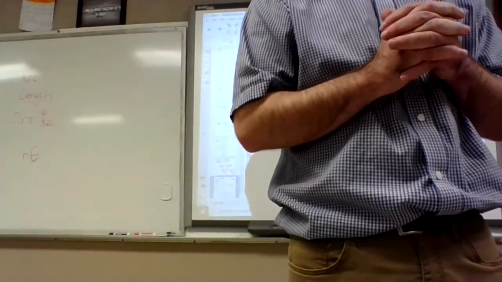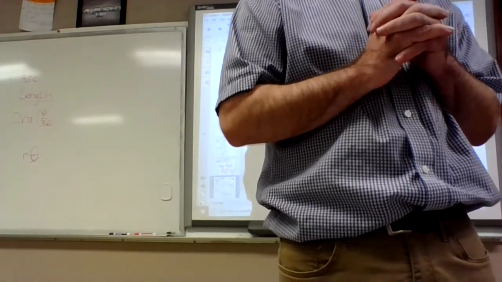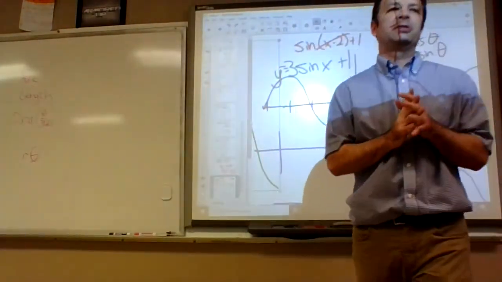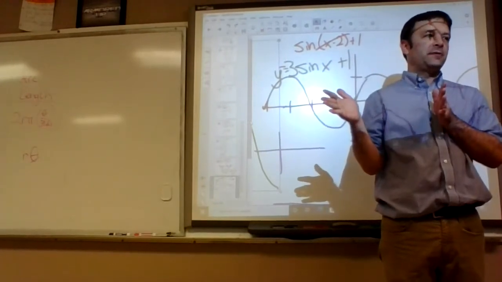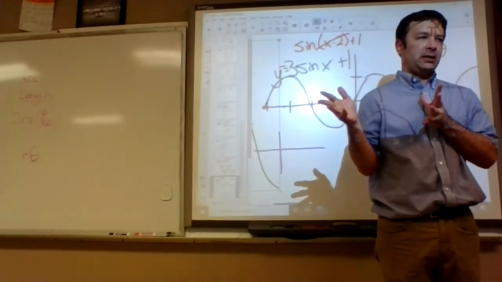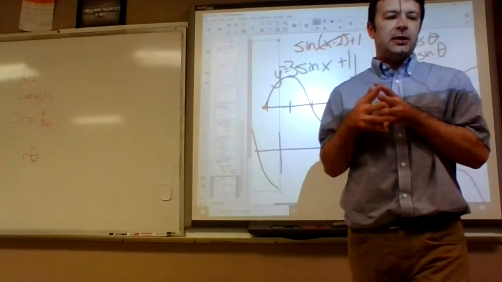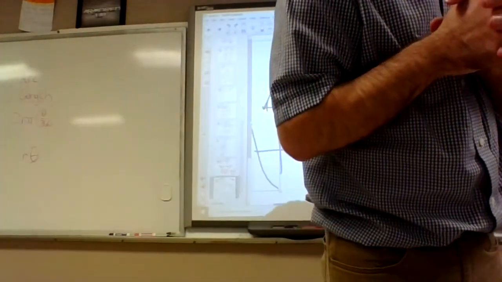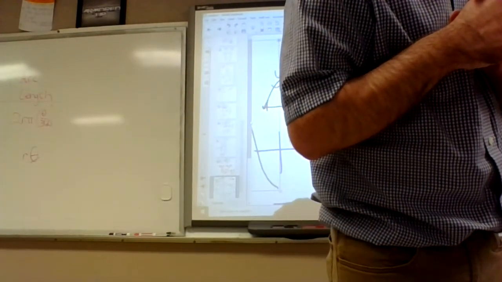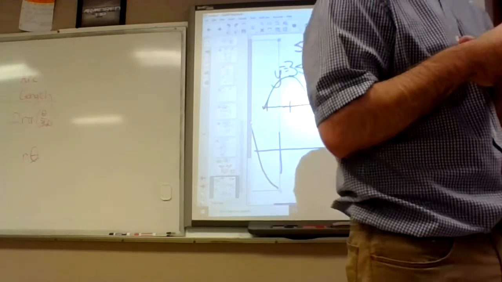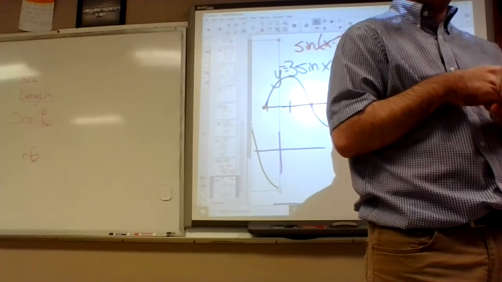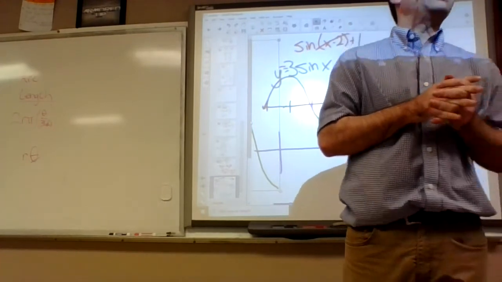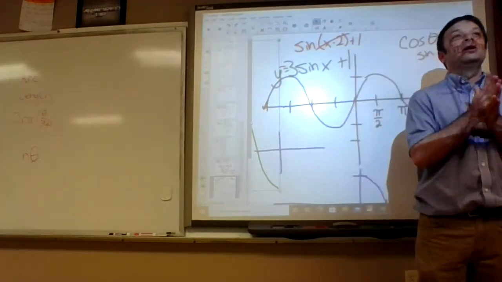Okay, I forgot to define a word. You guys remember what I said the period was? How often it repeats. How long before it starts repeating itself? Normally, it's 2 pi. There is a number on the x on some of these, but it's not an added number, it's a multiplied number. That's the hard part. We're gonna skip that.